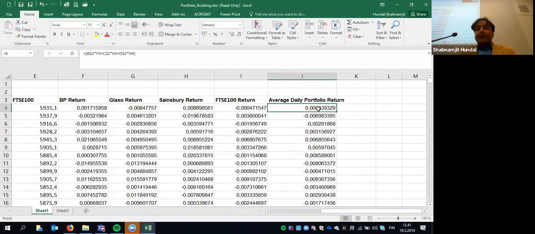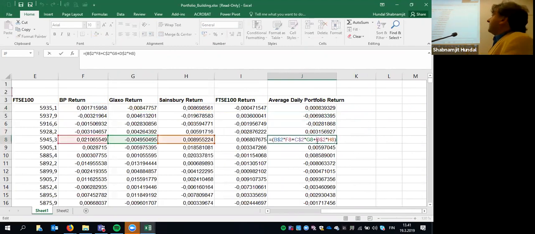Look here, the ratios are constant: B$2, C$2, D$2. Even the next day, it still remains B$2, C$2, D$2, and doesn't change. The only thing changing is the daily return. The weight, the percentage you invest, remains constant. So it's very important that you must fix the values.